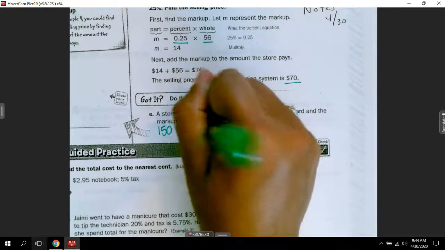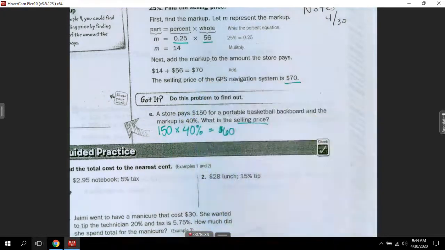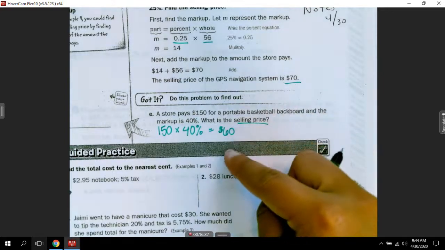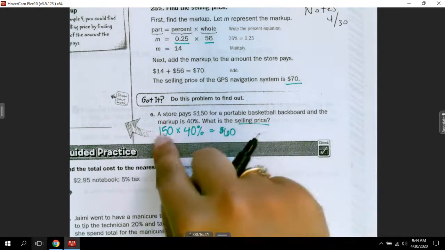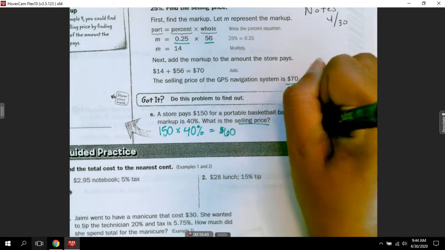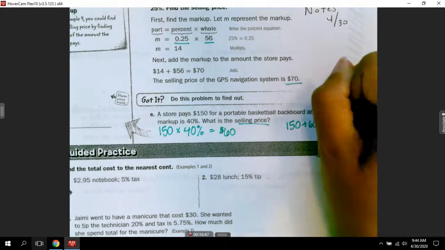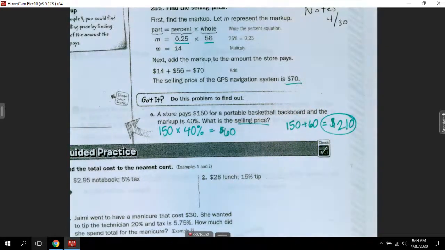Okay. So 150 times 40% is 60. So remember, that's just the markup. So now you have to go back and add that $60 back to the 150. Okay. So 150 plus 60 is $210. So the selling price of that backboard is $210.